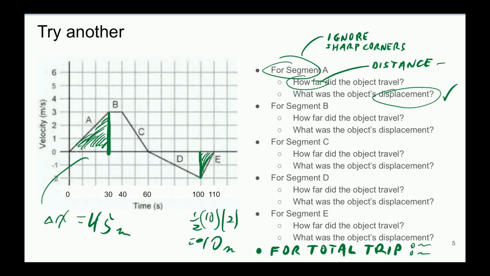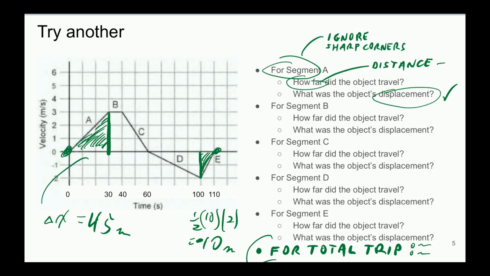One last question. I'm going to skip all the way down to the bottom. For the total trip, you can determine the displacement and the distance. Displacement's the easy one for the total trip because I see I started at 0 and I ended at 0. But for distance for the total trip, I have to do a little work.